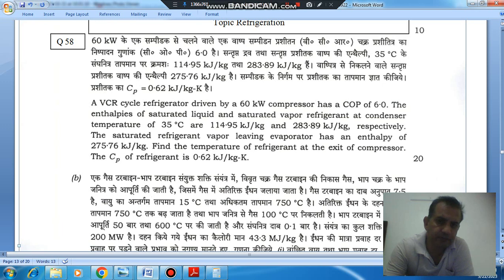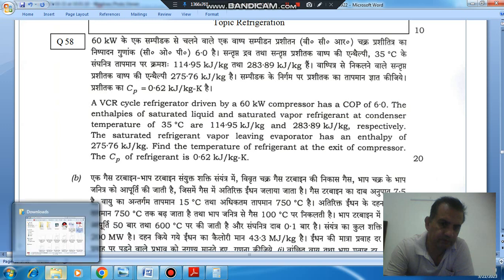The enthalpy of saturated liquid and saturated vapor refrigerant at condenser temperature of 35 degrees Celsius are 114.95 kilojoules per kilogram and 283.89 kilojoules per kilogram respectively. The saturated refrigerant vapor leaving the evaporator has an enthalpy of 275.76 kilojoules per kilogram. Find the temperature of the refrigerant at the exit of the compressor. The Cp of refrigerant is 0.62 kilojoules per kilogram per degree Kelvin.